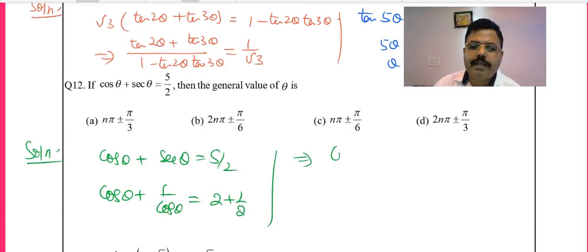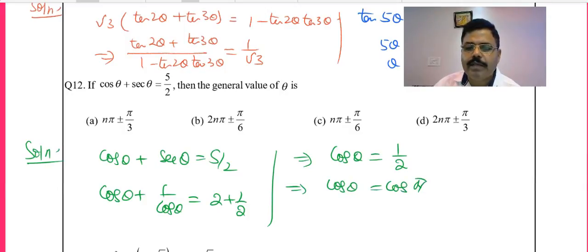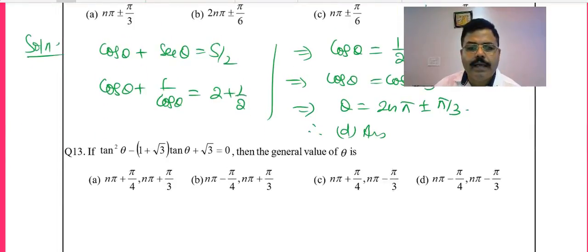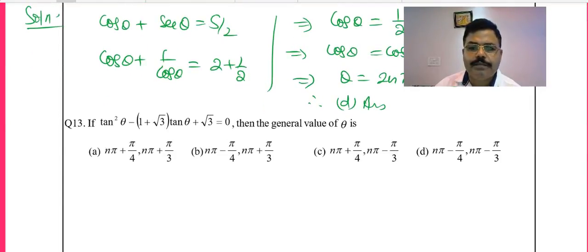So comparing the same thing, cos theta cannot be equal to 2. So cos theta must be equal to 1 by 2. And therefore cos theta can be written as cos pi by 3, and cos theta is equal to cos alpha, and theta is equal to 2 n pi plus minus alpha, and therefore the answer would be D. That will be the answer. Now let us see the next one.